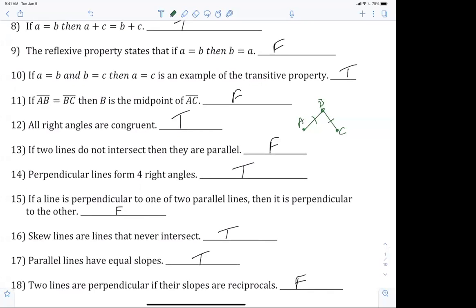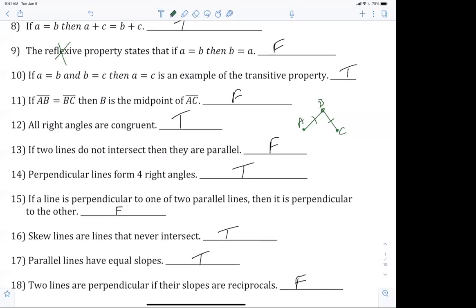Yes, James. Let's look at number 9. The reflexive property states that if A equals B, then B equals A. That is definitely false. That's the symmetric property. Reflexive is if A is equal to A always. You with me? That's the reflexive property.